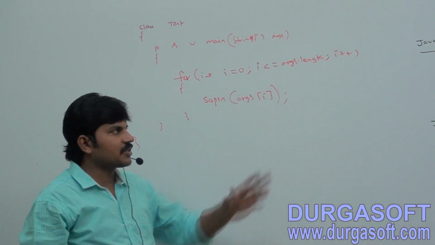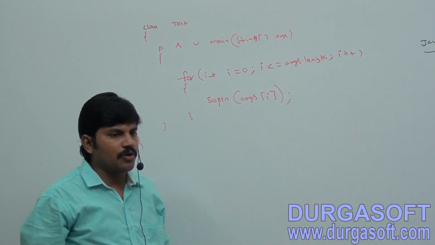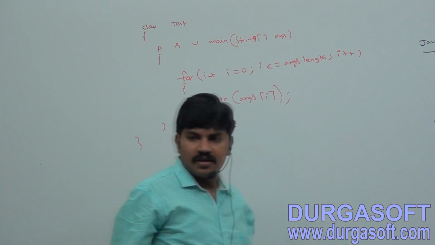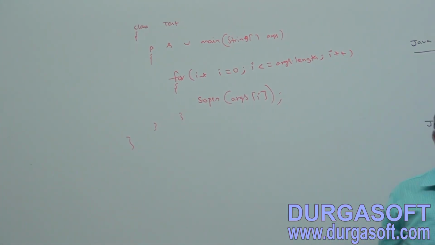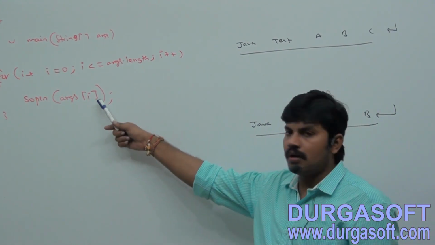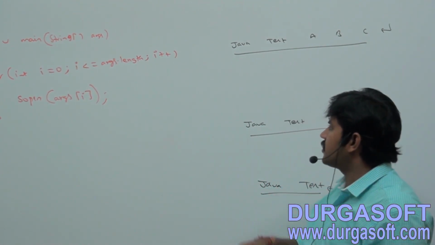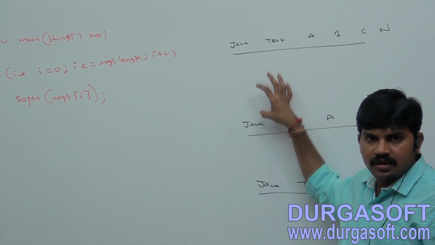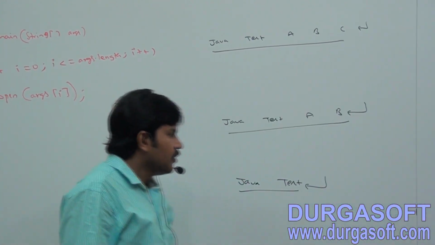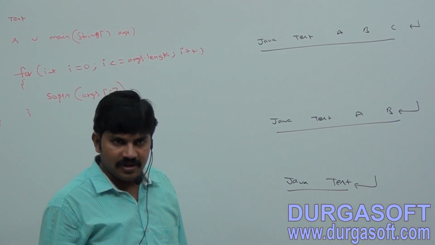You are getting in the first case java test A B C, what is the output? Java test A B, what is the output? In the first case, what is the output? Args of 0, args of 1, args of 2. Correct. In the first case A B C. In the second case A B. Third case no output because we are not passing any command line argument. Correct or not?